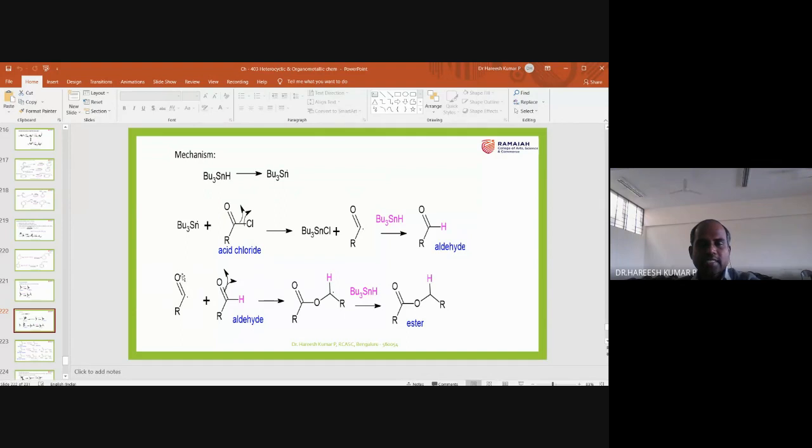Suppose this is an acyl radical. Acyl radical, when it is treated with aldehyde, you know that the carbon and oxygen bond pair undergoes homolytic cleavage. It means that there will be a new bond formation between this oxygen, the radical, and this carbonyl carbon radical.